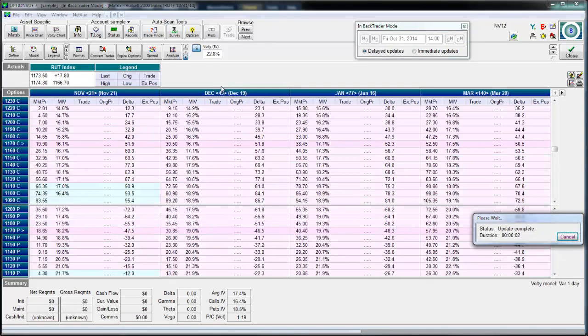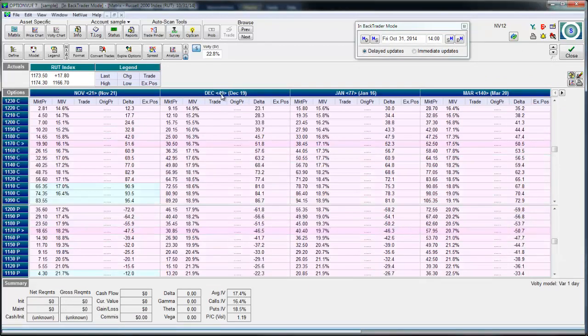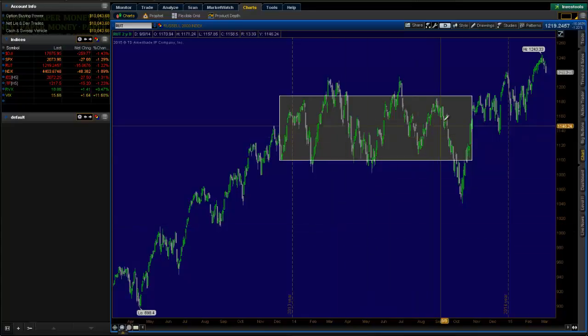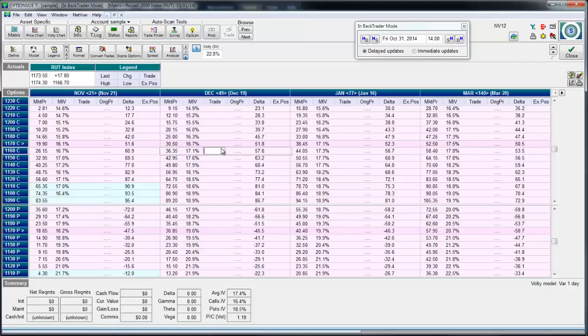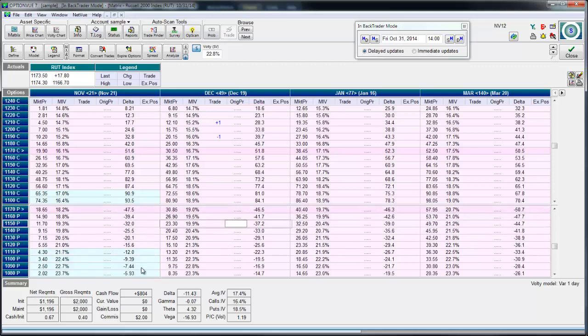So you'll notice that there are 49 days until these options expire. My assumptions are that I want to construct a trade that stays within this boundary. I don't want it to get above 1190. I don't want it to get below 1100. All right, so if I come in here and I say, all right, 1190 is my upper boundary, all right, and 1100 is my lower boundary.